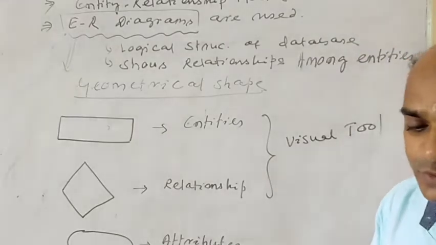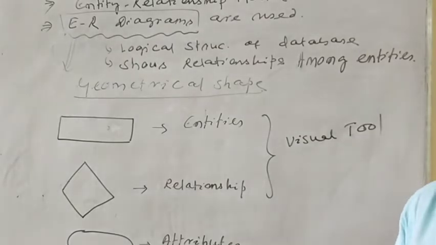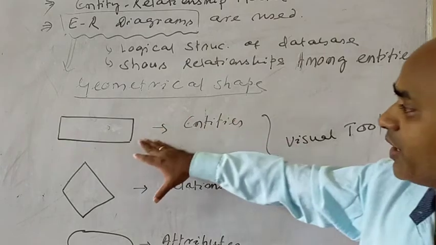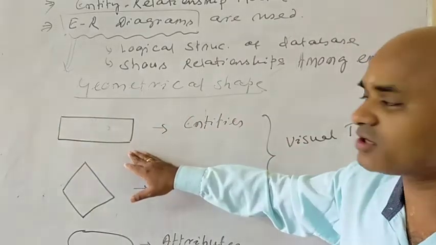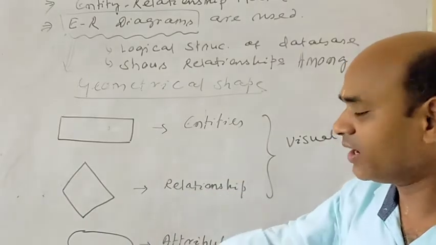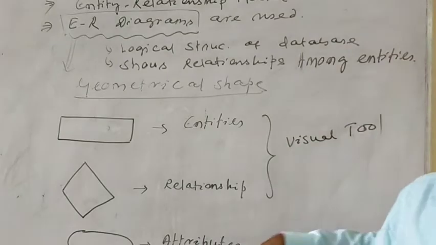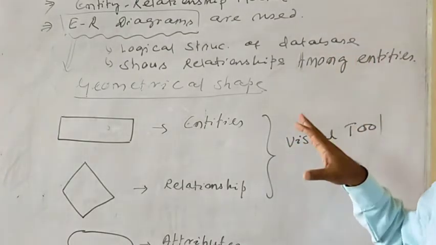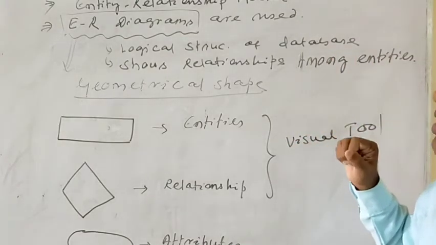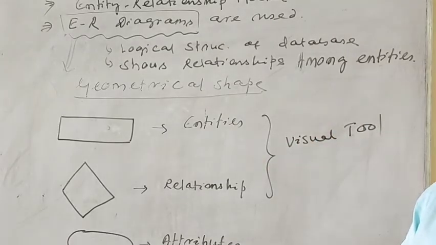Clear? So in the next class we'll discuss the most important components of this ER diagram. What are the basic components? We have discussed entity, attribute, relationship, link. Everything will be discussed deeply, and we'll give some examples of the ER diagram, and how to construct the ER diagram will be discussed.